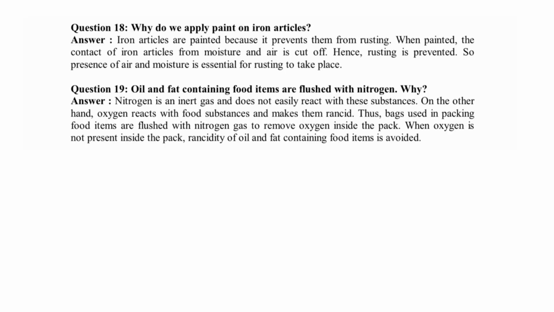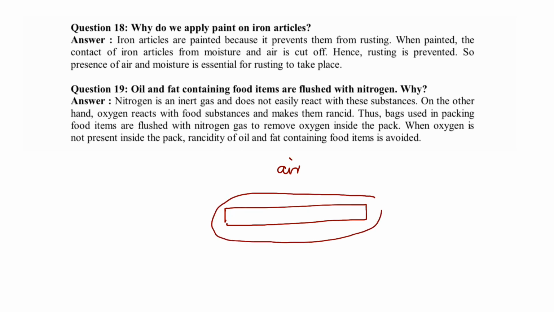Why do we apply paint on iron article? It's a simple question, in-text question, right? See, metals, for example iron, if it is exposed to air or oxygen, it undergoes corrosion. So how to prevent corrosion? To prevent corrosion, what are you supposed to do? We are supposed to reduce the exposure of the metal to air. How can we do that? By painting it or by oiling it.